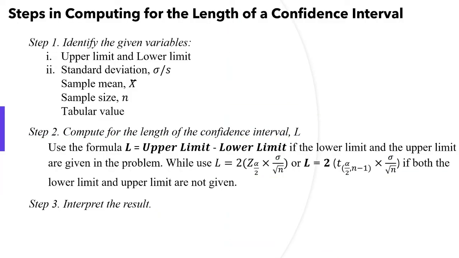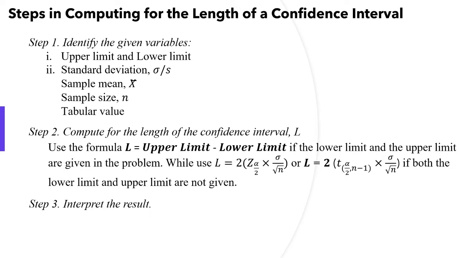Let's have the steps in computing for the length of a confidence interval. Step 1. Identify the given variables. First, the upper limit and the lower limit. Second, standard deviation or the sigma or the S. Sample mean or the X bar. Sample size or n. And the tabular value.